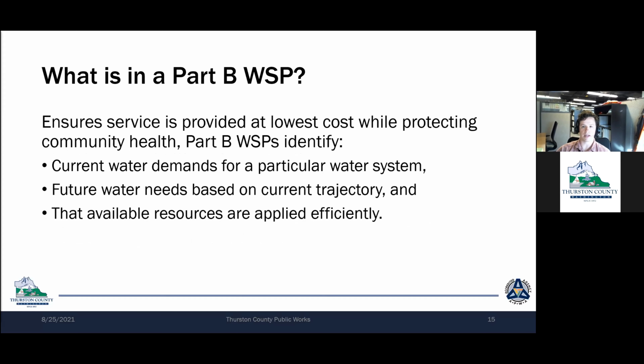Part B water system plans ensure that service is provided at the lowest cost while also providing high quality water and protecting community health. These plans identify current water demands for the water system, future water needs based on current water use trajectory, and that the available resources for the water system are applied efficiently.